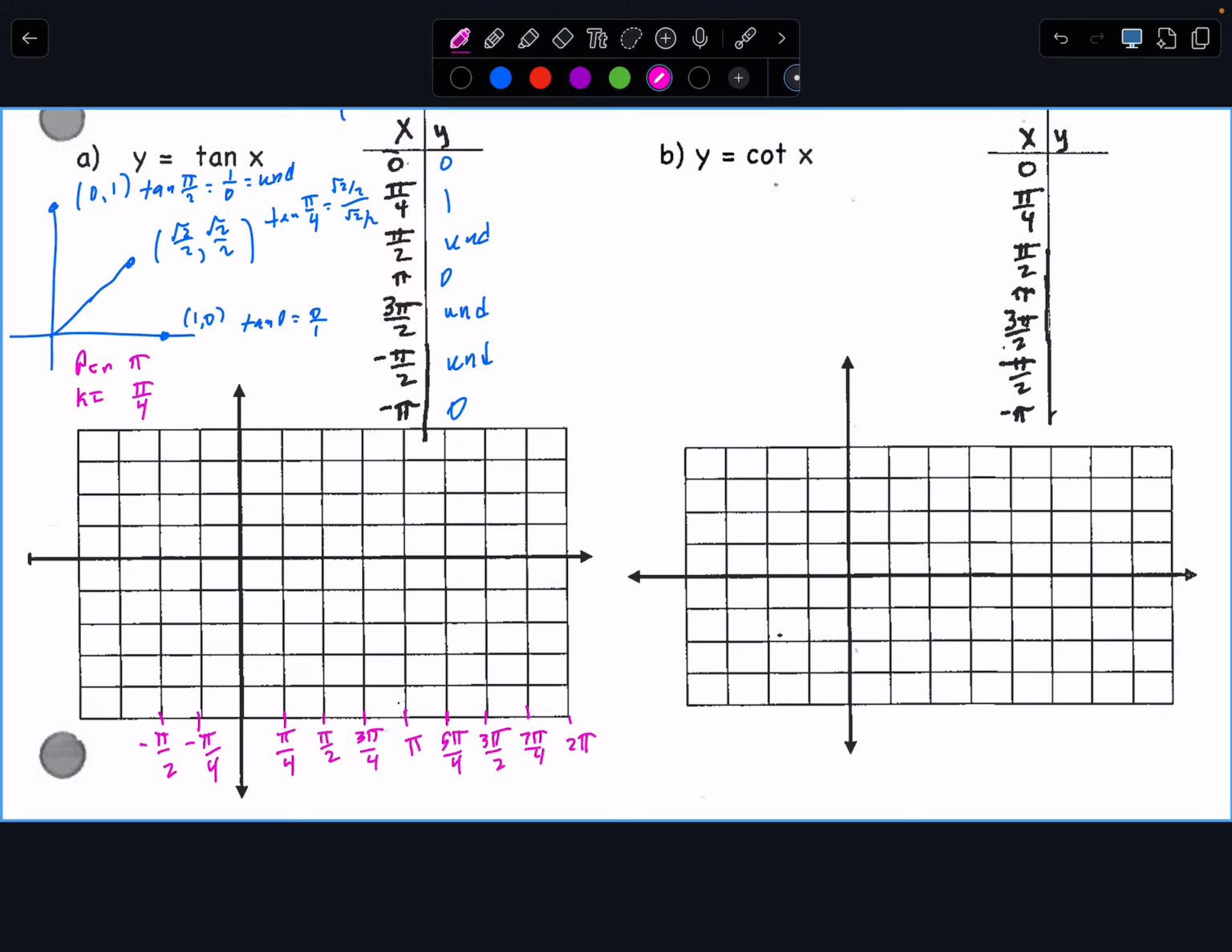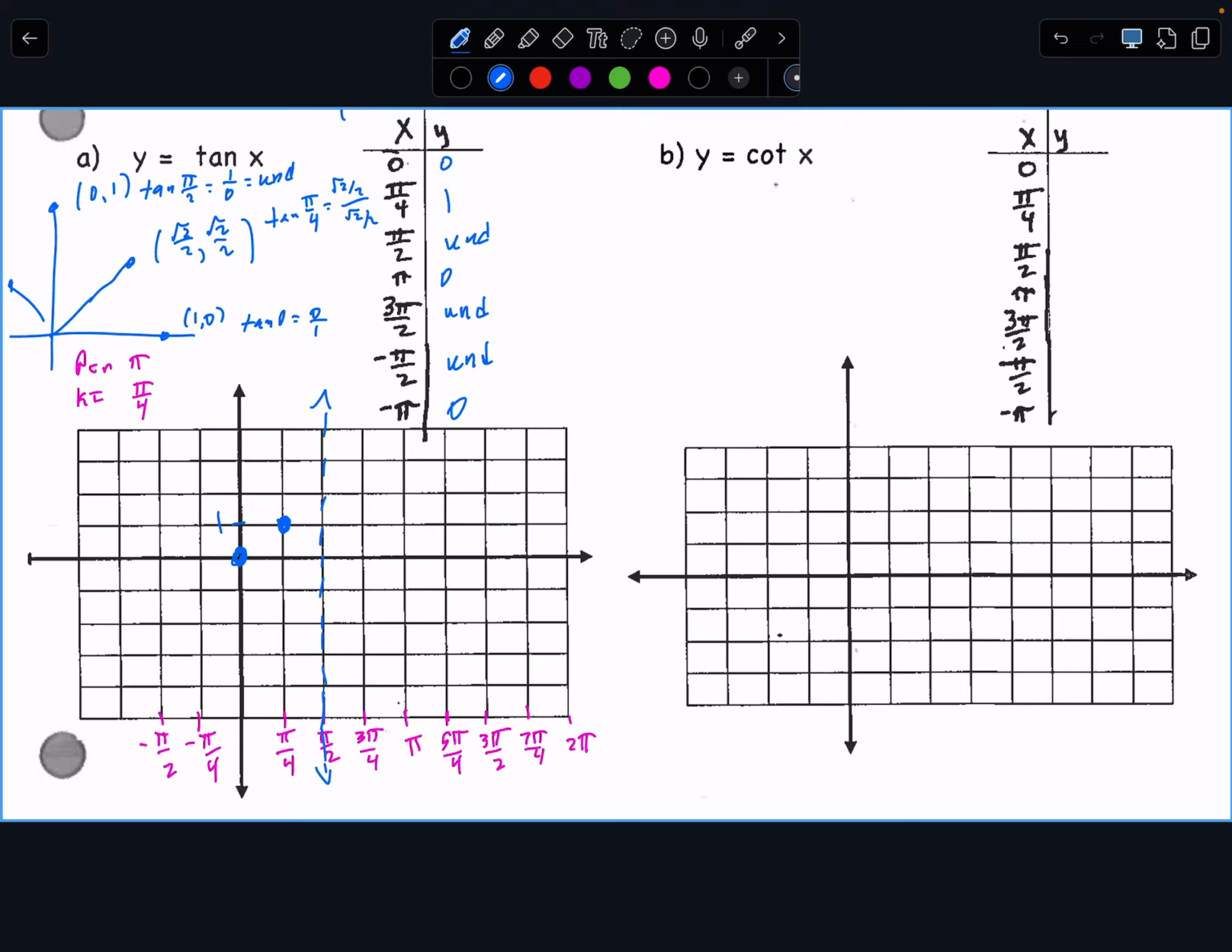And so if we go to plotting these points, at 0, tangent is 0. At pi fourths, tangent is 1. At pi halves, you have a vertical asymptote because it's undefined. At 3 pi fourths, we didn't talk about it, but tangent is negative 1.